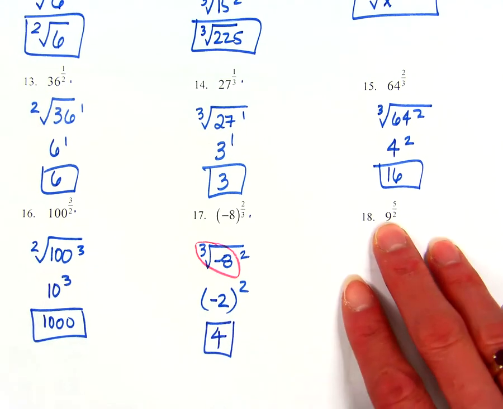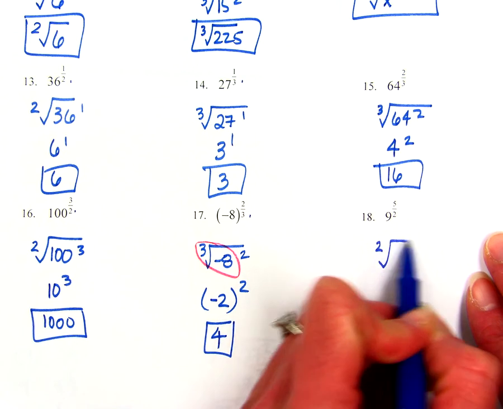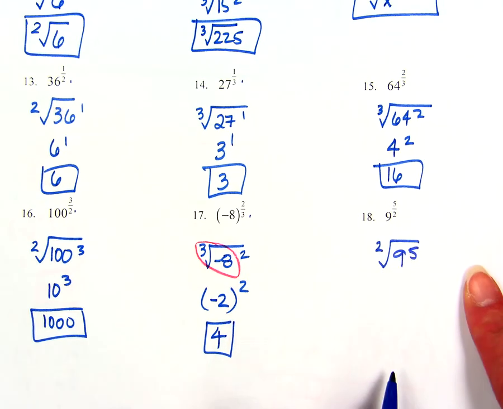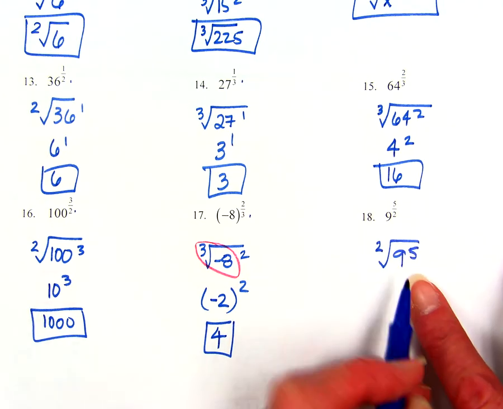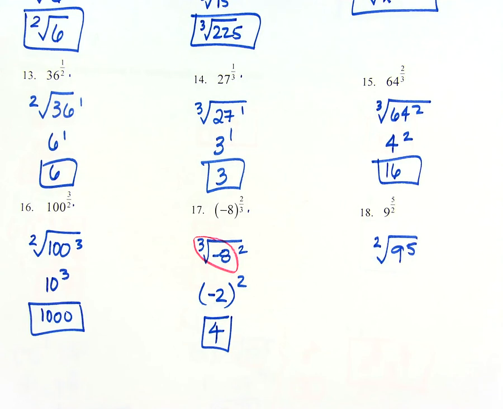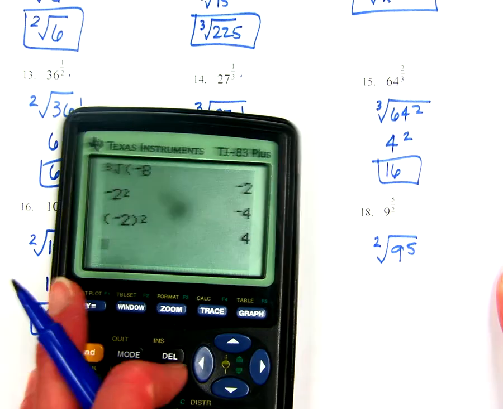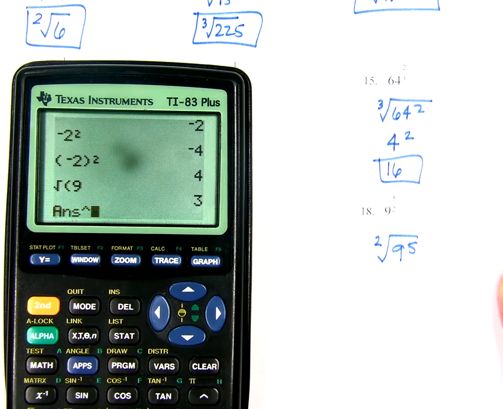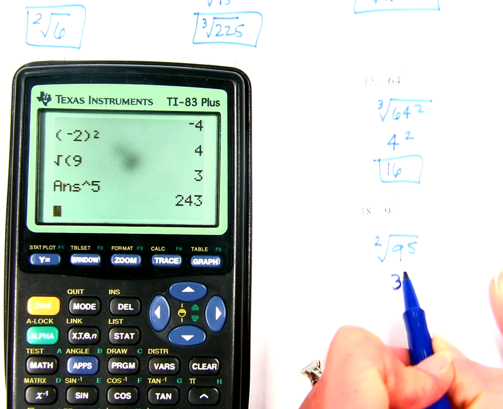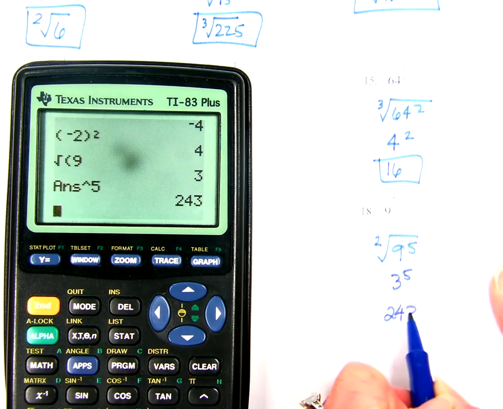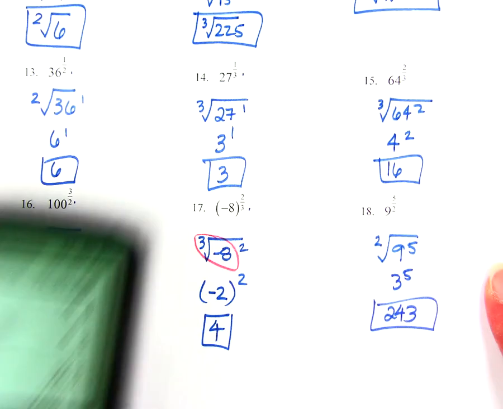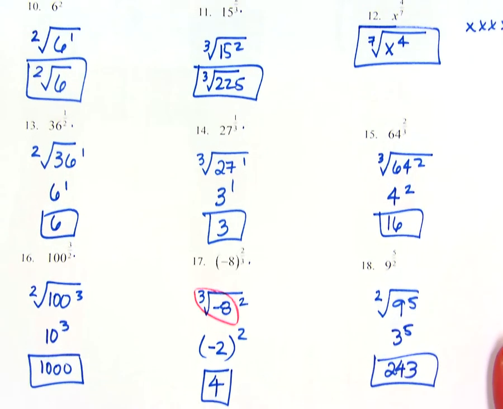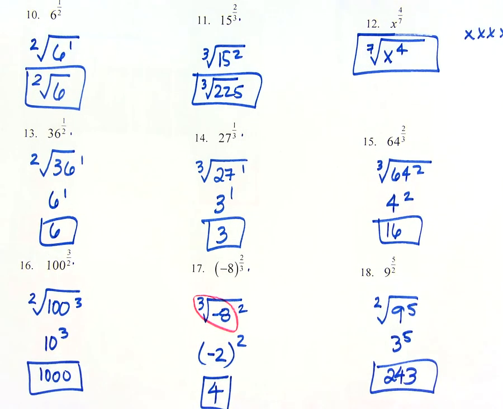All right, and then the last one is the square root of 9 to the 5th power. So can you do the square root of 9? Yeah, the square root of 9 is 3. And then what is 3 to the 5th? It's 243. All right, so double check all your work. If you have questions, make sure you write those down and ask us tomorrow when you see us in class.